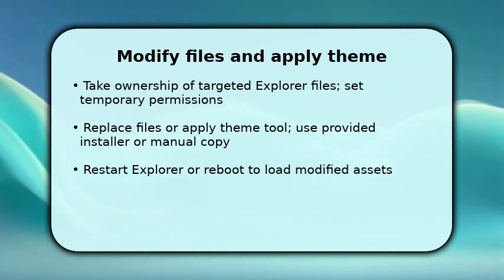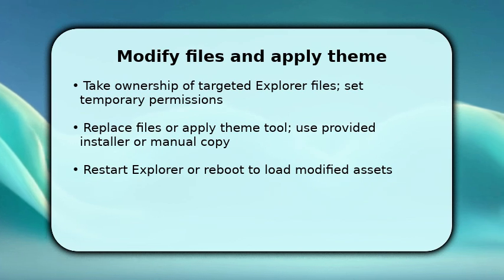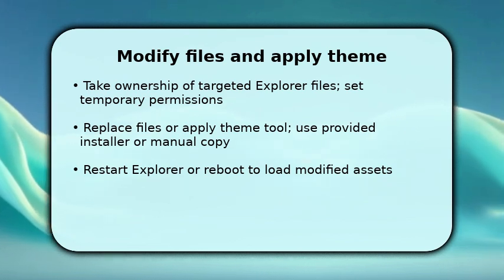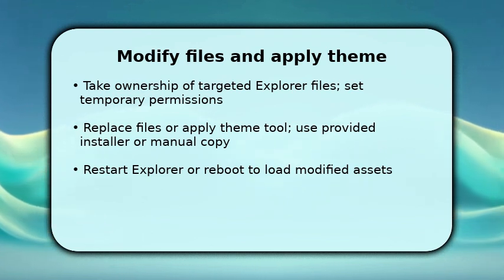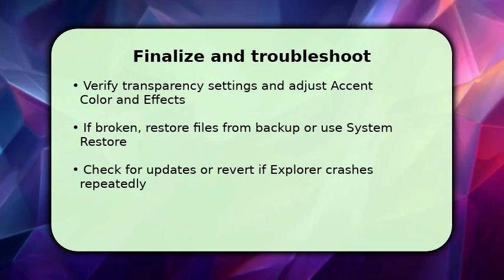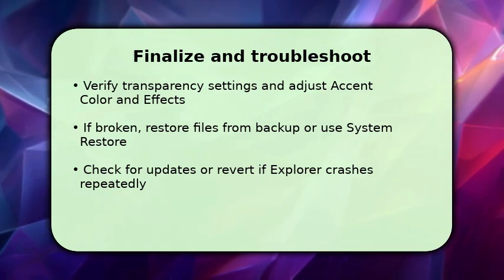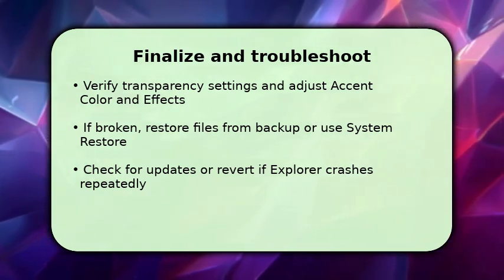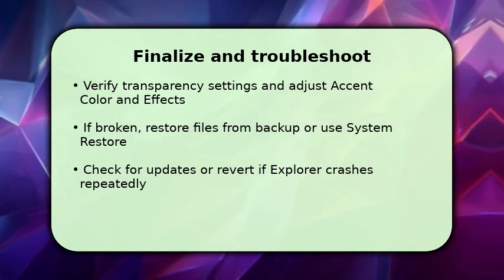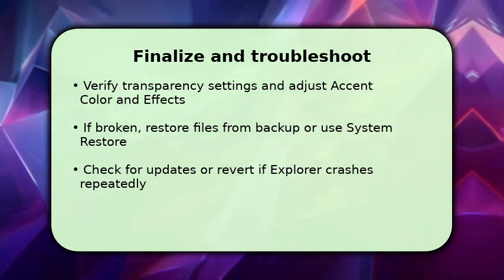Once replacements are complete, restart Windows Explorer from Task Manager or reboot the PC to load the new visual assets. This step changes how Explorer renders background. Finally, open Settings, then Personalization, then Colors, and enable transparency effects so Explorer respects the new visuals. Tweak accent color if contrast is low.